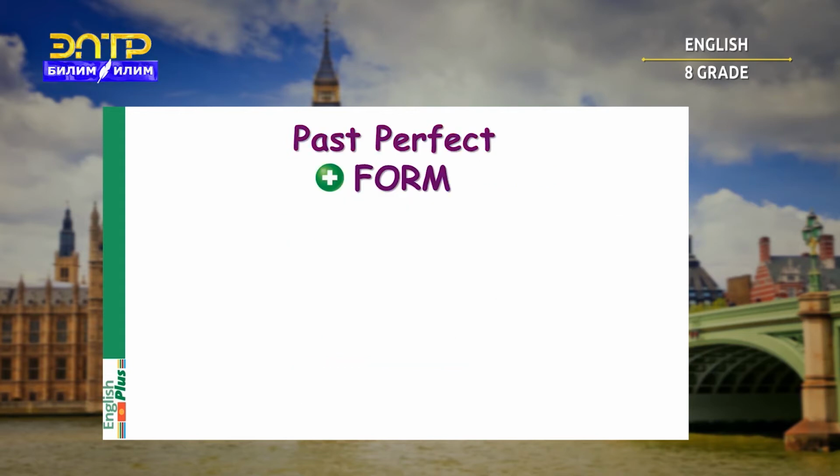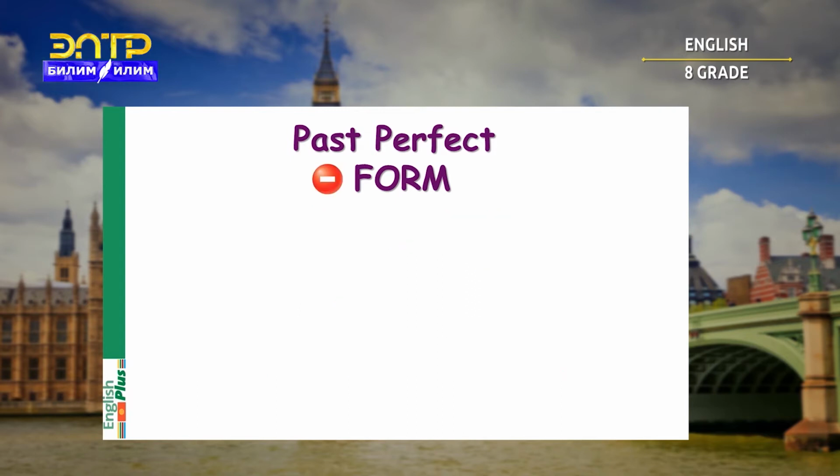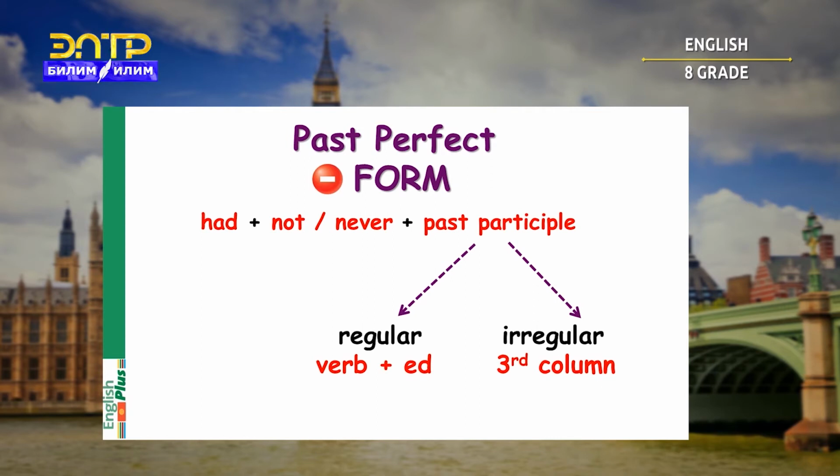Now, let's see how we form past perfect affirmative sentences. We should use auxiliary had plus past participle. If the verb is regular, we should add the ending ed. If the verb is irregular, we should use the third form, or the verb from the third column. Now see how we form past perfect negatives. Again, we should use auxiliary had with the negative particle not or the adverb never and with the past participle with the same rules.